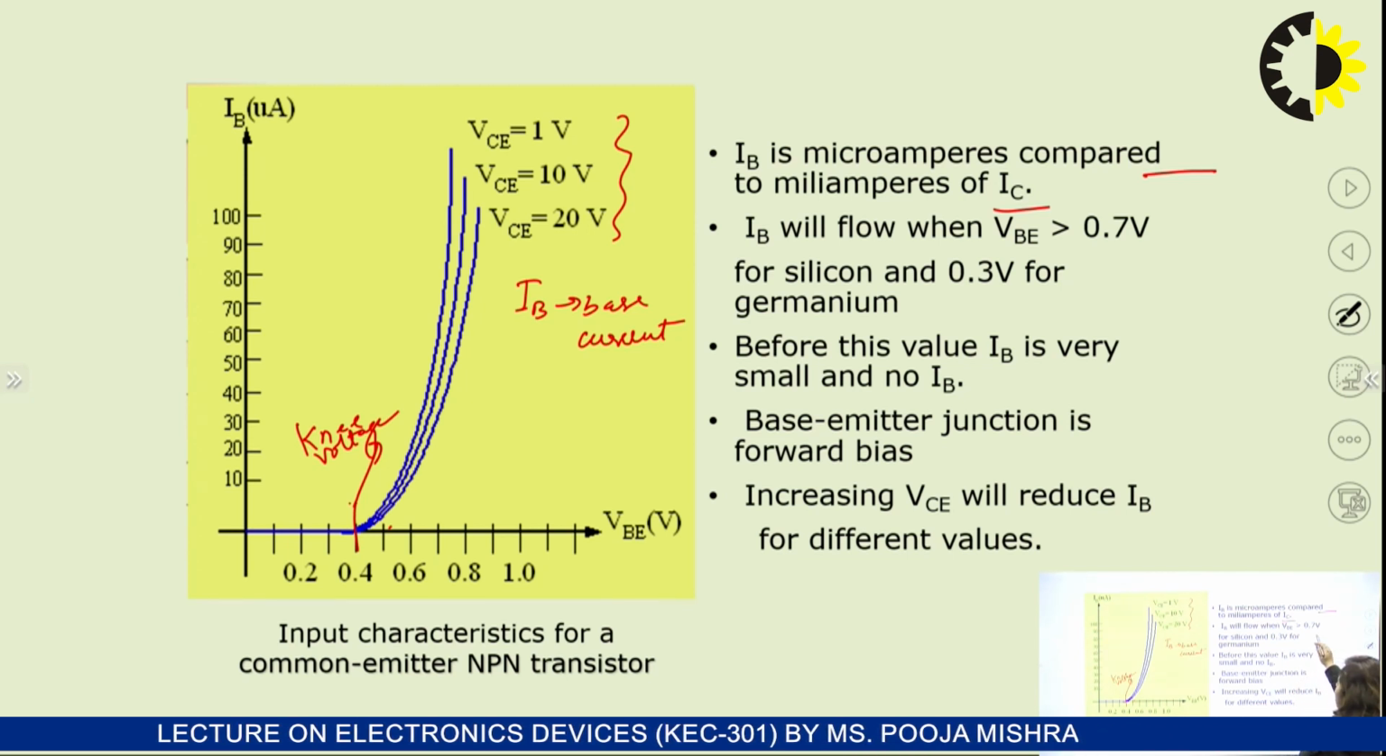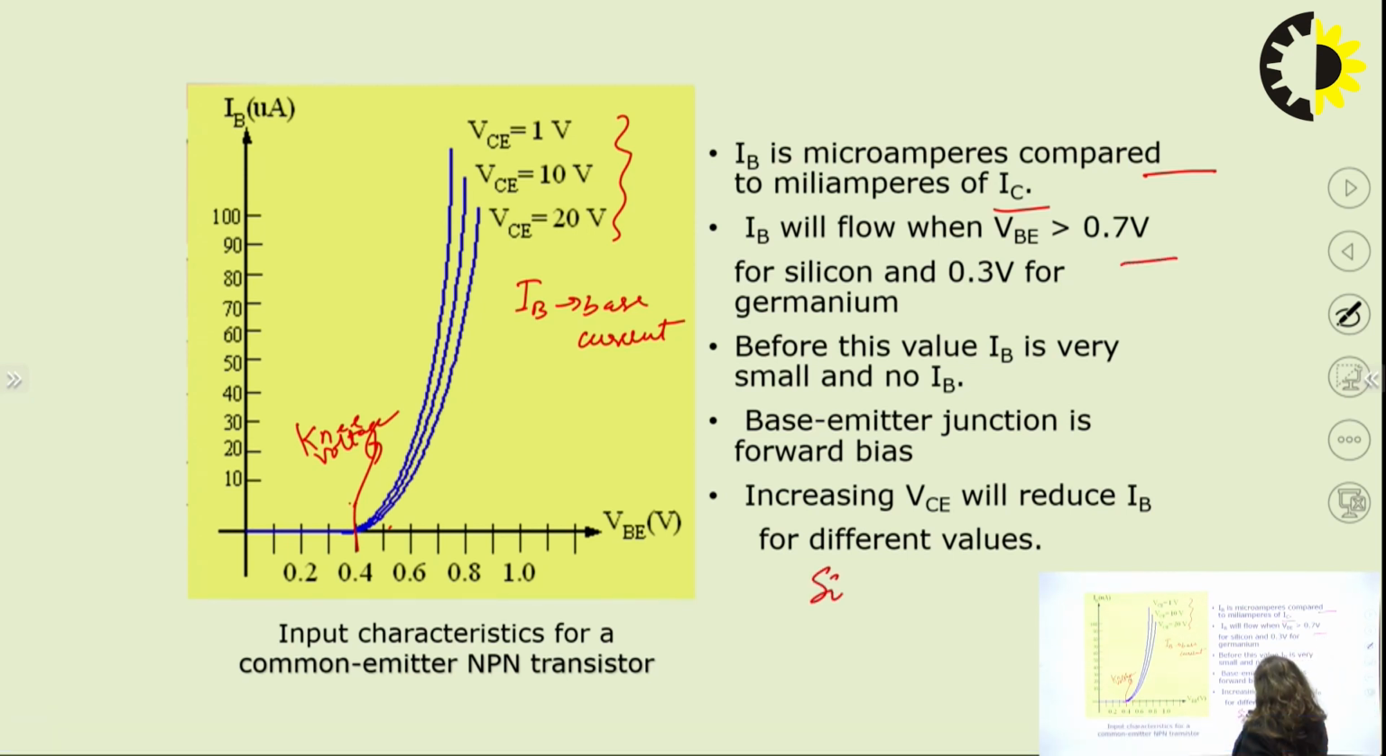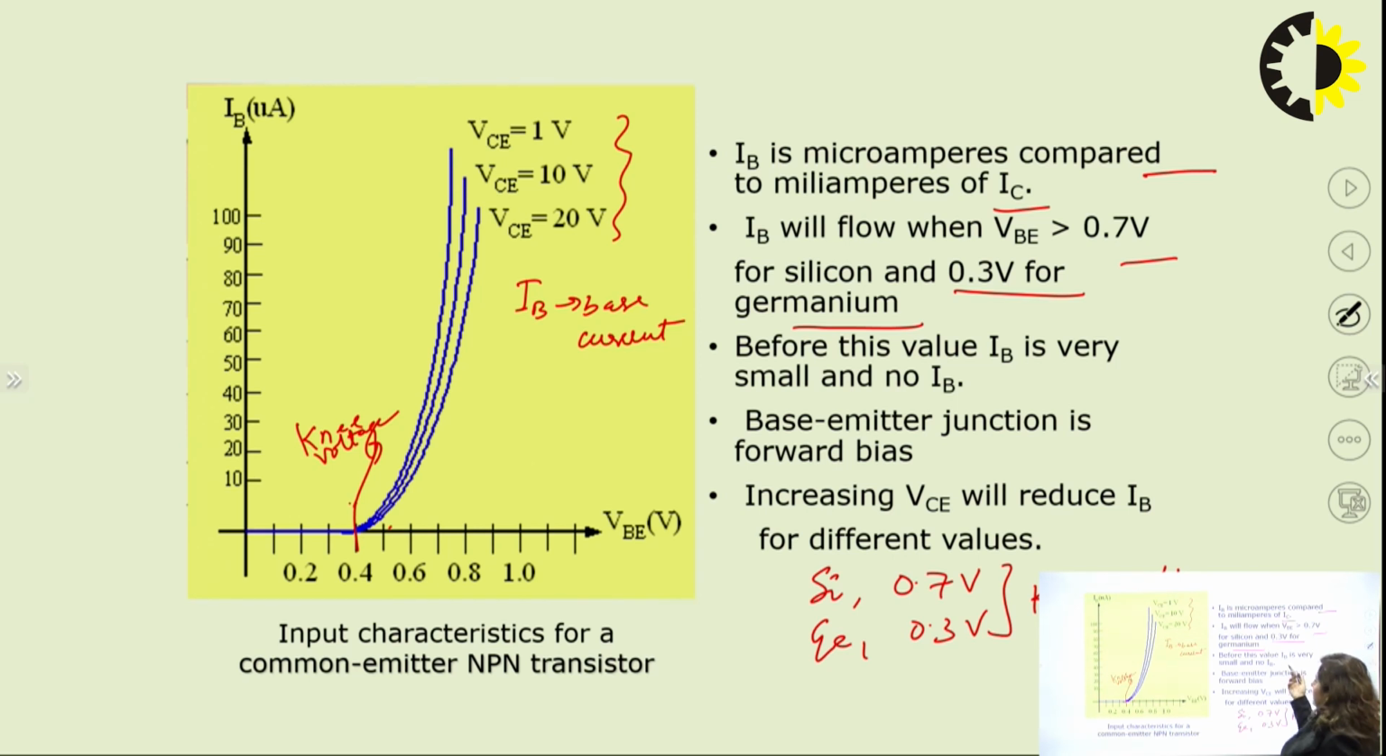So IB will flow when VBE is greater than 0.7 volts. For silicon it is 0.7 volts and for germanium it is 0.3 volts, which is your cut-in voltage. Therefore below this value IB is very small and there is no IB at all. The base emitter junction is forward biased here.